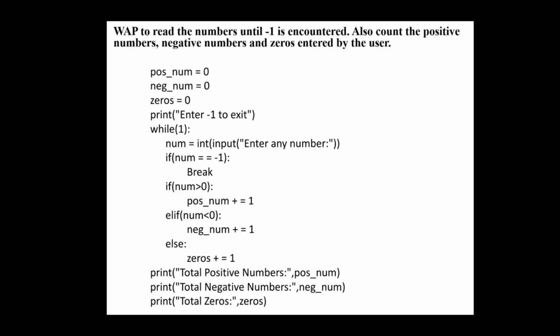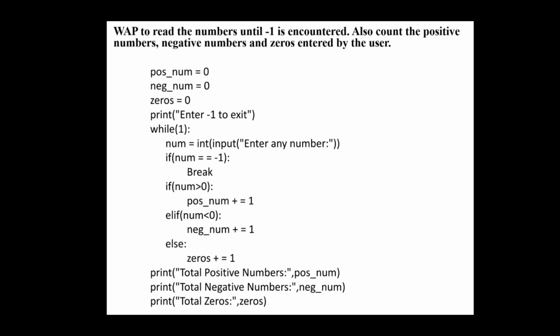Here we take three variables: pos_num, neg_num, zeros. Now we initialize the variables and set their values to 0. That is, pos_num = 0, neg_num = 0, zeros = 0.